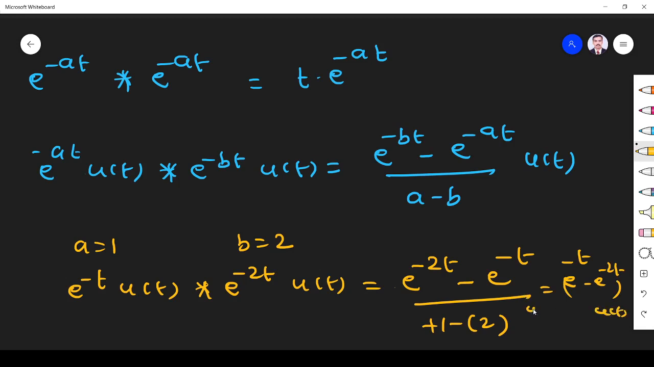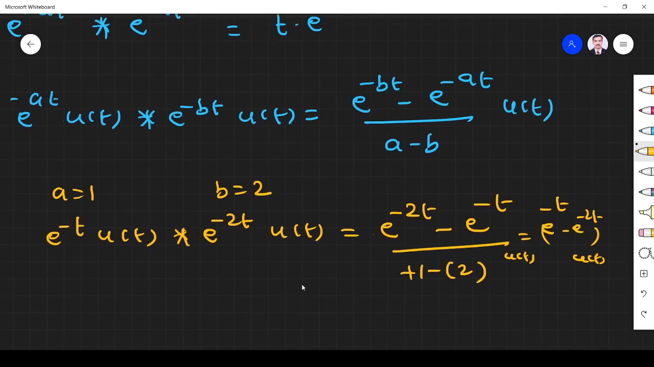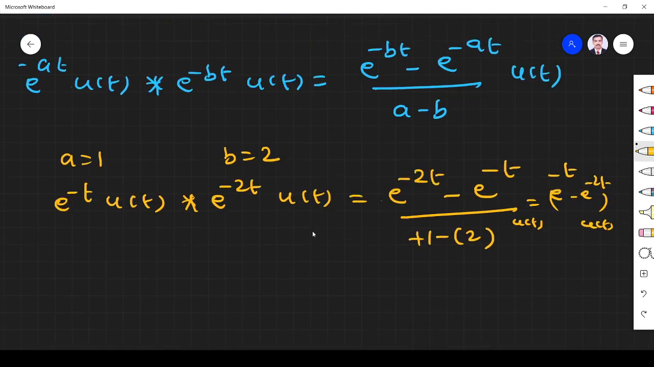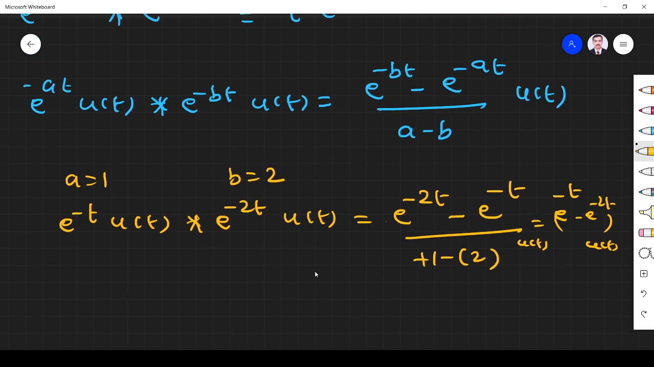Here it is u of t, right? So this is the shortcut. This we must know. So e power minus at star e power minus bt is given by e power minus bt minus e power minus at divided by a minus b u of t.